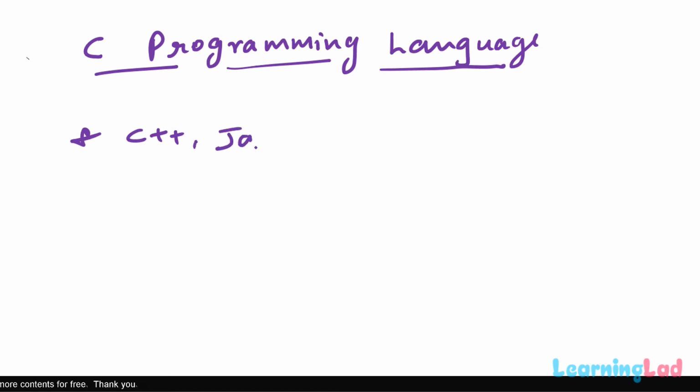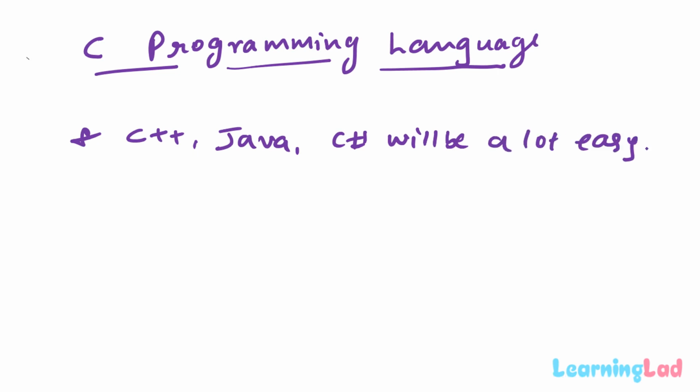Now the next thing is, if you learn the C programming language, then learning languages like C++, Java or C# will be a lot easier. That's because, as I said before, if you know the C programming language, then you will have a better understanding of the basic programming concepts. These languages use something called the object-oriented programming approach. And if you know C, then learning object-oriented programming will be a lot easier.